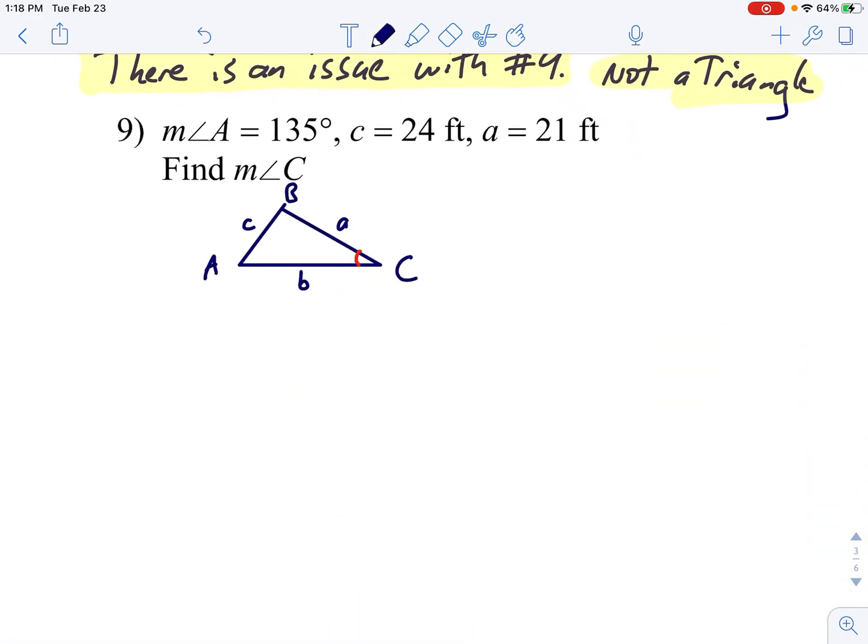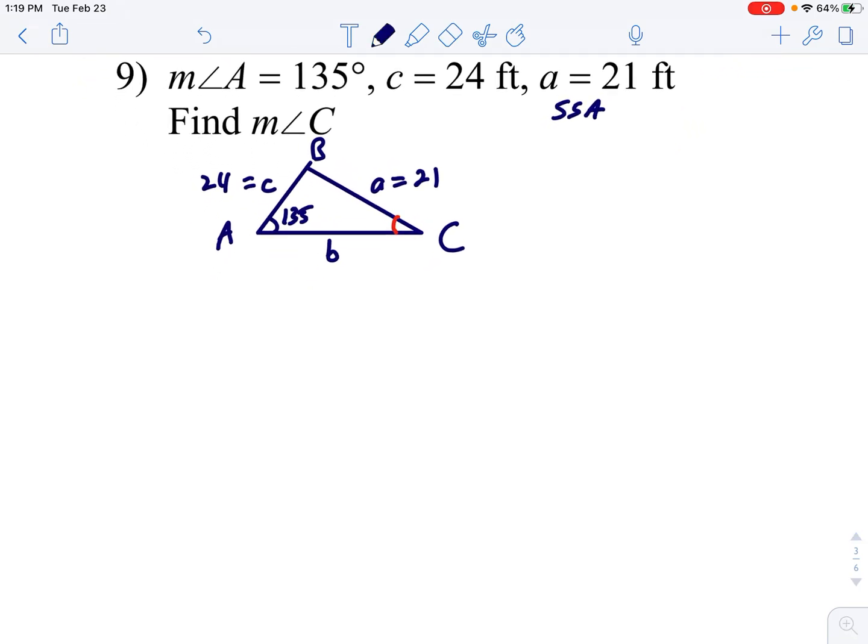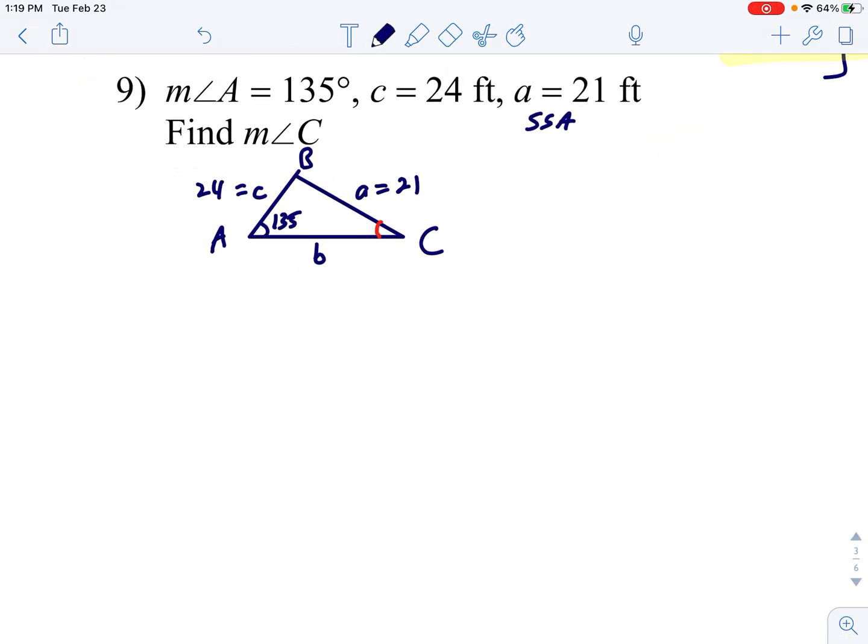Before I get going, I want you to notice that this is a side-side angle problem. You're given one side, 21, another side, 24, and then the angle that's given, 135, is not between those sides, it's outside. So that's a side-side angle as opposed to a side angle side. These tend to work out no problem, but the side-side angles have all these little issues. So what's the issue here? Let me go ahead and work through it and show you.